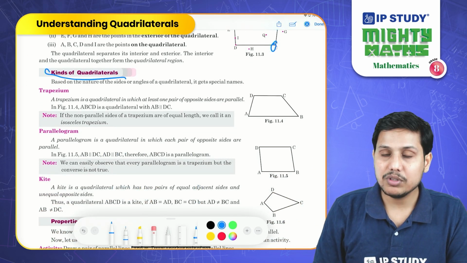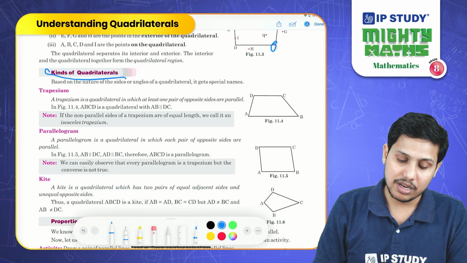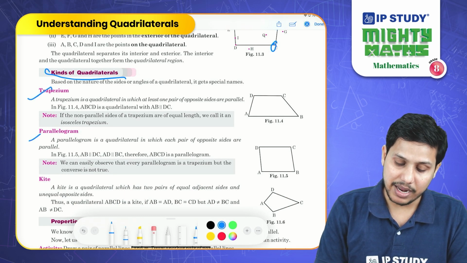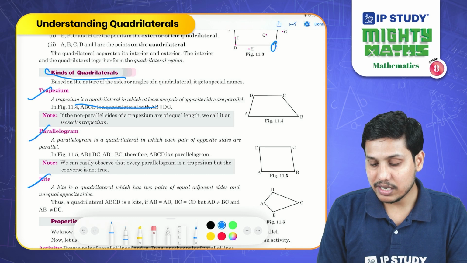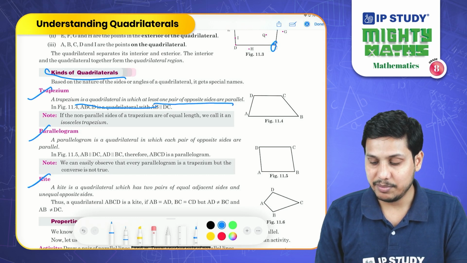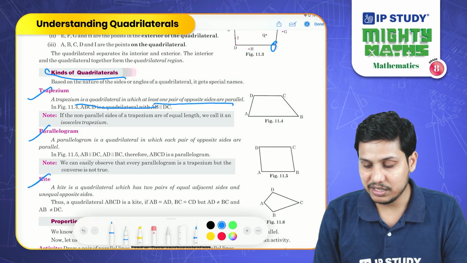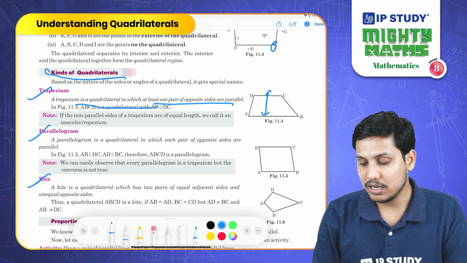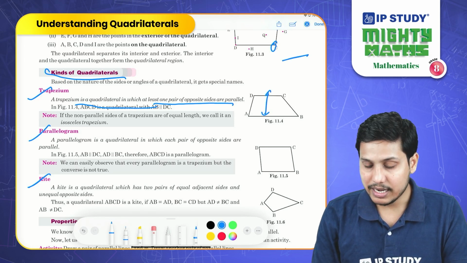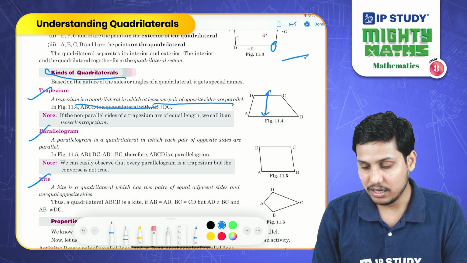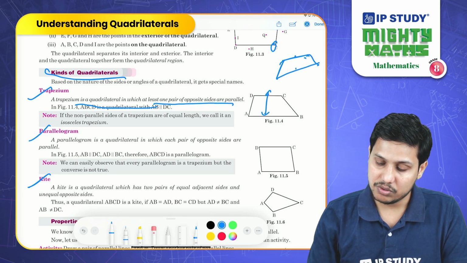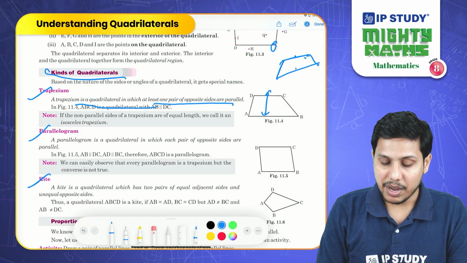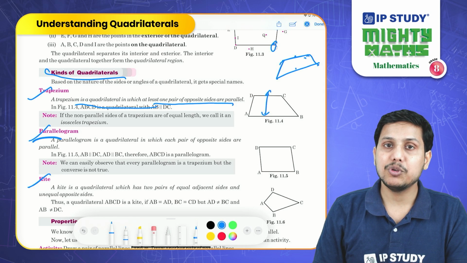Kinds of quadrilateral. Depending upon their properties, a quadrilateral can be classified as trapezium, parallelogram, kite, etc. A trapezium is a quadrilateral in which at least one pair of opposite sides are parallel. So here we have a trapezium where these two sides are parallel. In a trapezium we have at least two opposite sides parallel. We can have a trapezium like this also, where these two are parallel.